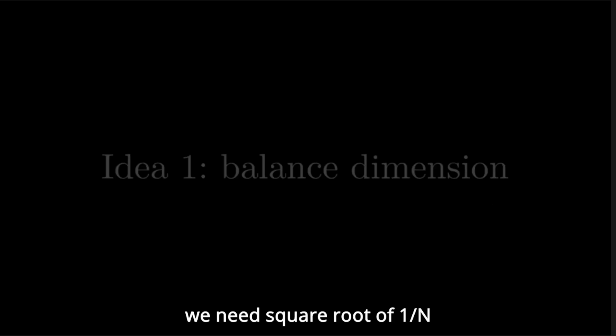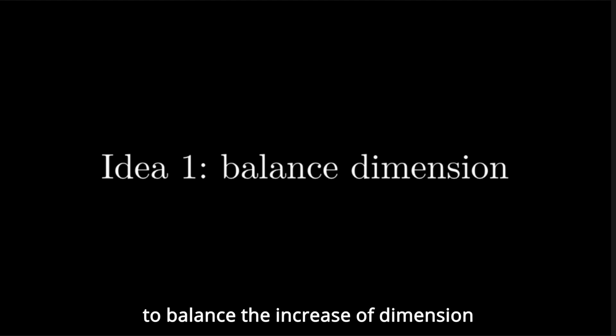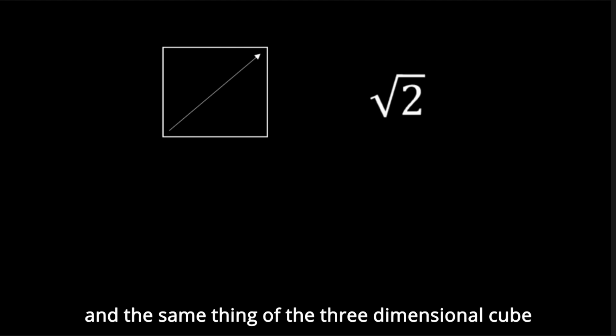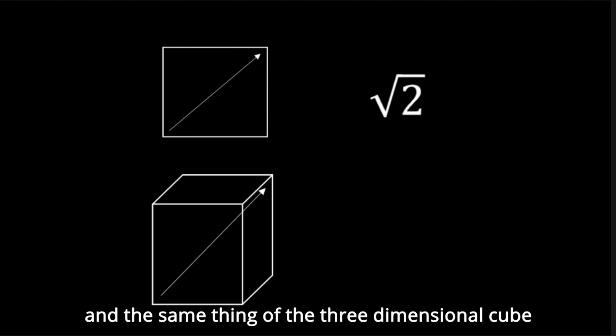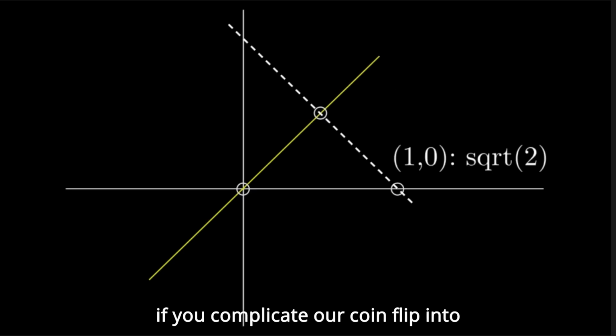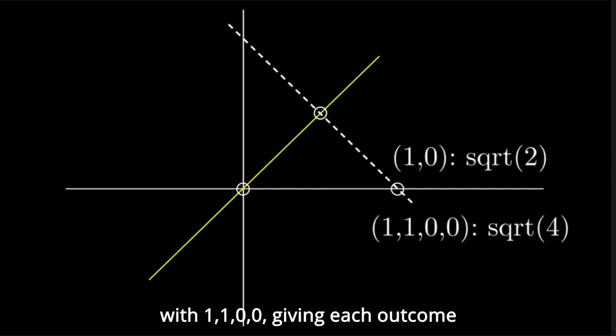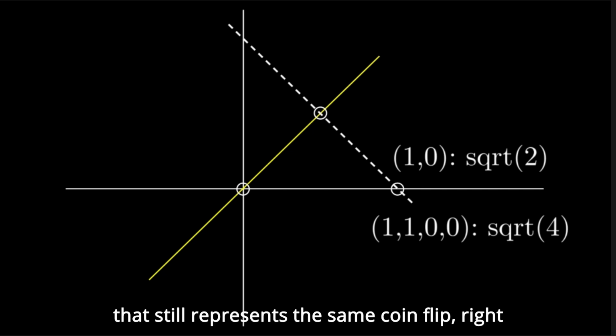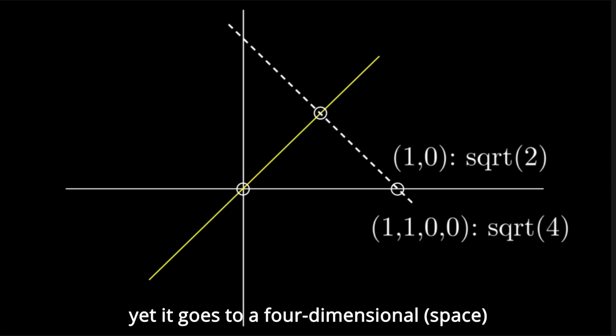The first idea: we need the square root of 1 over n to balance the increase of dimension. Think of it. The length of the diagonal of the two-dimensional square is square root of 2, right? And the same thing for the three-dimensional cube will be square root of 3, and so on. So with the square root of 1 over n, you'll get the same result if you complicate our coin flip into a four-dimensional (1, 1, 0, 0), giving each outcome a quarter of chance. That still represents the same coin flip, right? Yet it goes to four dimensions.